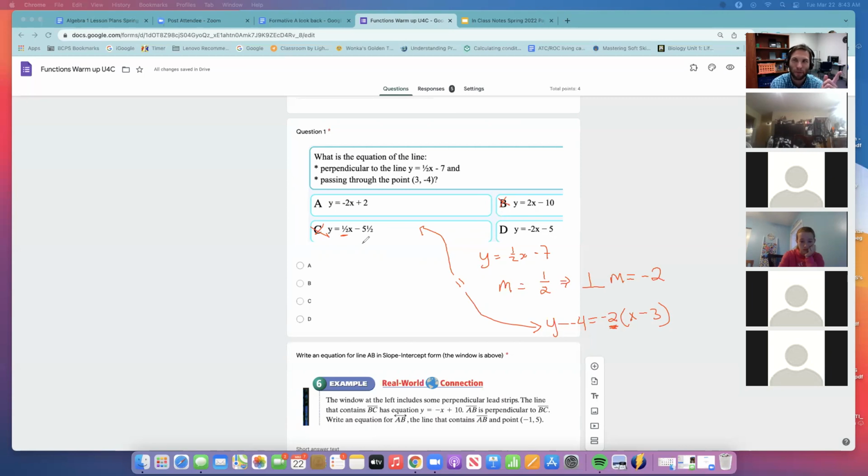And so maybe you think, oh, you don't read perpendicular very well. Or maybe you think that the perpendicular line has the same slope. So that's why they're very specific about putting these two examples in there. But if you know that slope is opposite reciprocal, then you say no and no. So it can only be A or D.